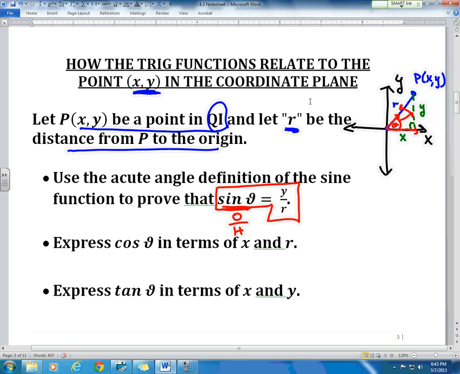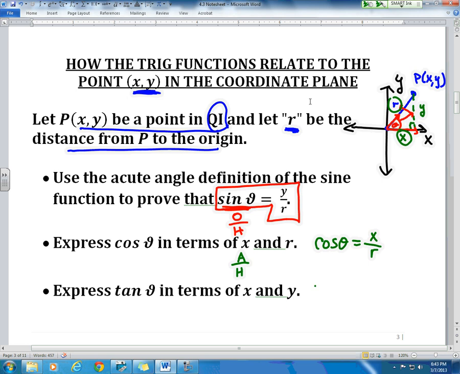Let's do that for cosine. Look at the same picture. Cosine, we know, is adjacent over hypotenuse. So that means that the cosine of theta, according to point P, is equal to, here's my adjacent, x over r. So it's equal to x over r.